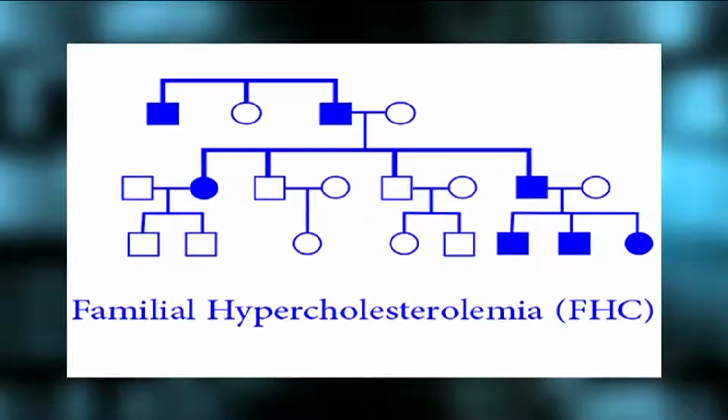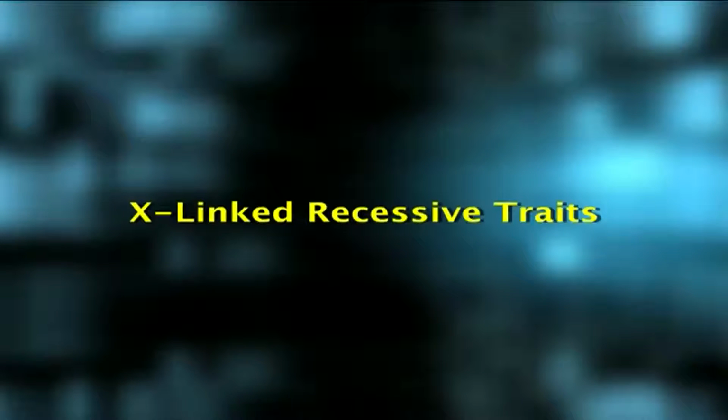Because homozygotes are more severely affected than heterozygotes, familial hypercholesterolemia is said to be incompletely dominant. However, homozygotes are rarely seen and the common heterozygous form of the disease appears as a simple dominant trait in most pedigrees. Dear students, now let's discuss the X-linked recessive traits.